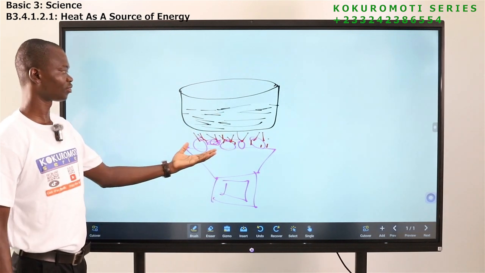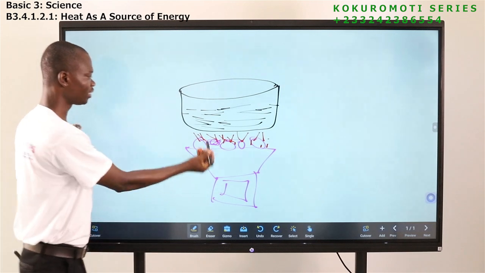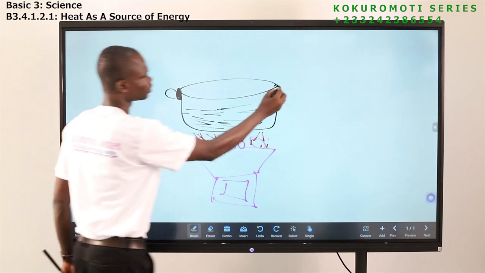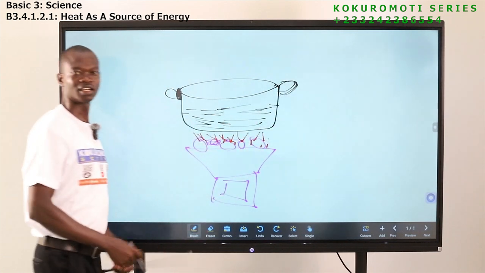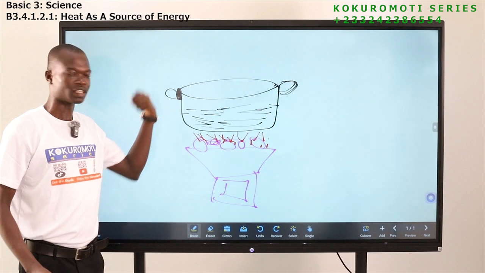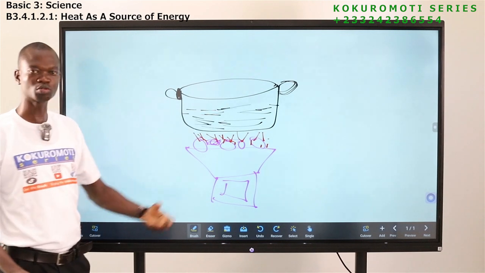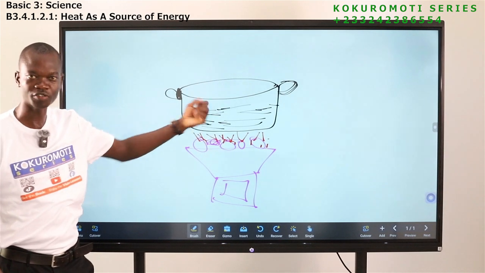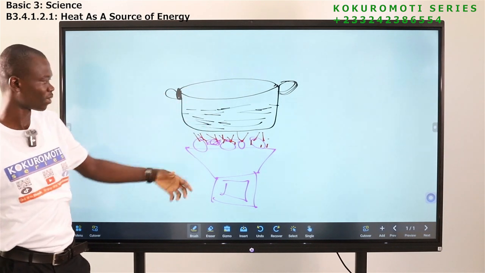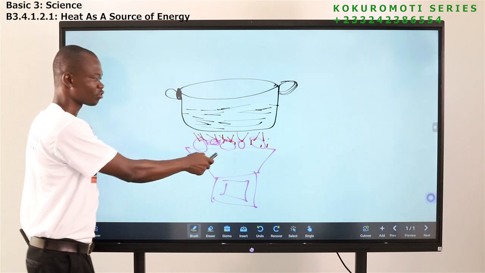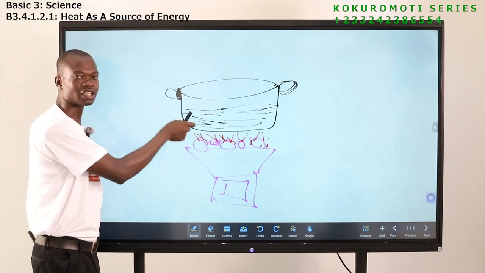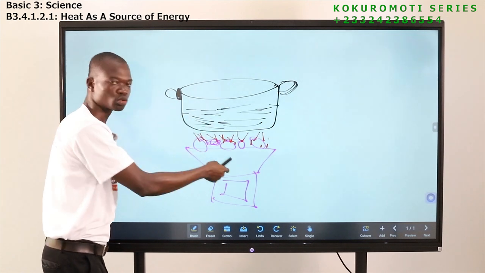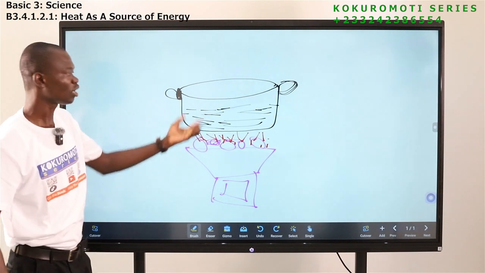Because of the heat from the fire, the utensil will become very hot, and the heat will transfer from the utensil to the water. At the beginning, you can put your hand inside the cooking utensil and not feel any hotness from the water. But after some time, the heat coming from the fire will transfer to the cooking utensil, and then from the cooking utensil to the water. So you get to a point that the water will become hot.